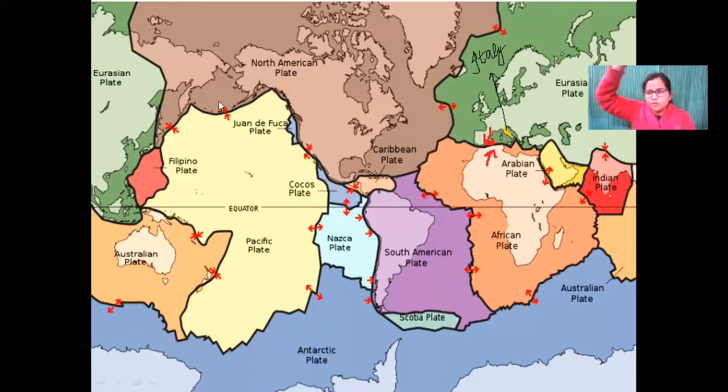Don't you think that the North American plate, the arrow is pointing southward, and the Juan de Fuca plate is moving northward? That means they are colliding, that is, collision is happening, first instance.